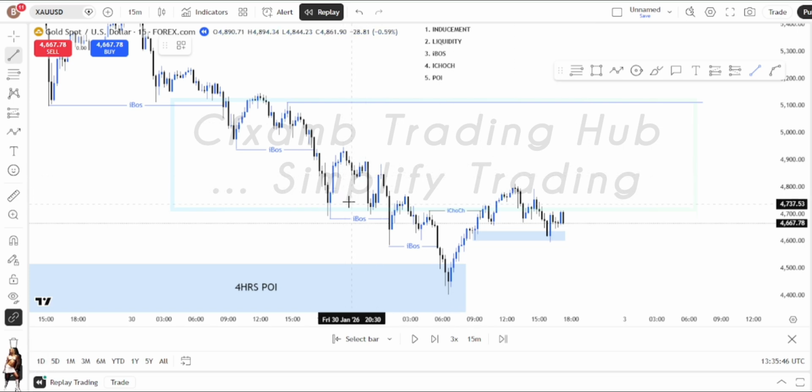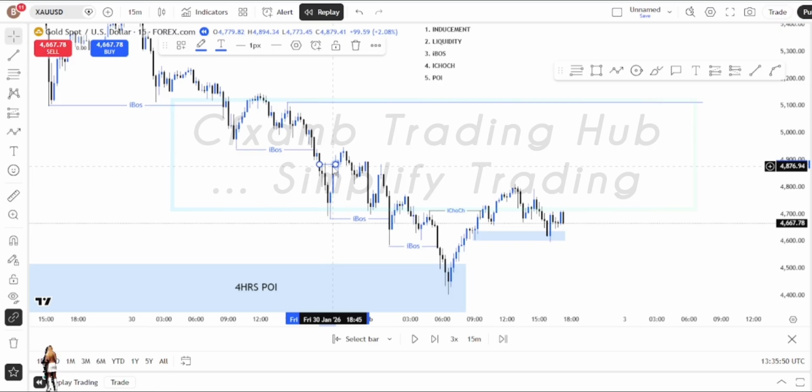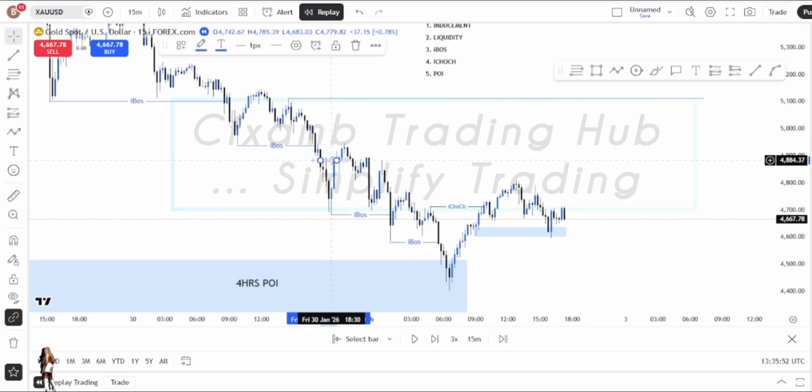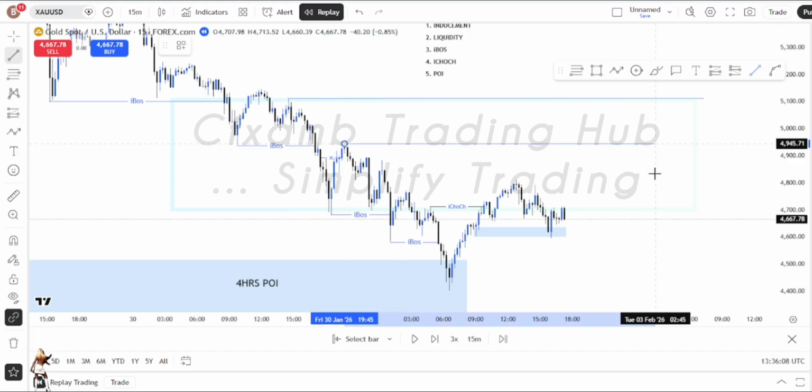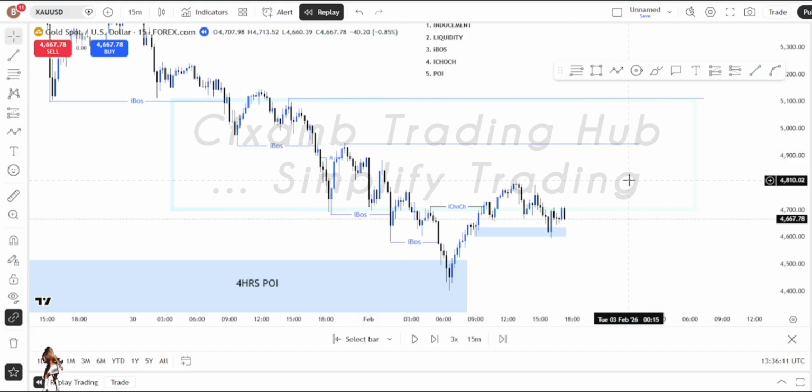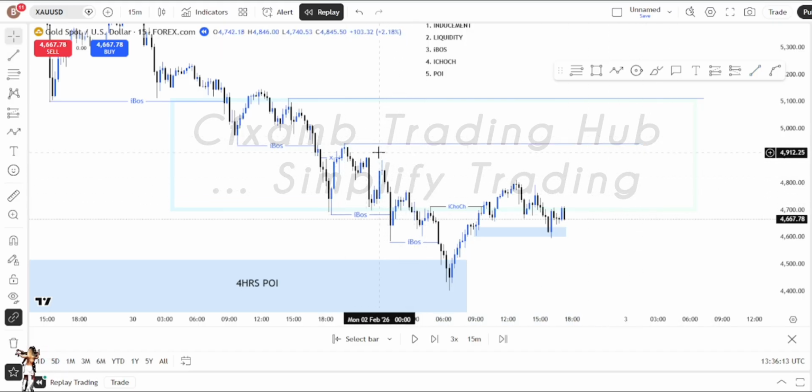There is a pullback here. You see that we have a pullback here. We have a pullback here, which gives us inducement. We have a pullback there. This is bearish inducement. Understand? Then the high of this zone here is going to be our internal change of character anytime we have a close above. Now after this one, we now have this lower low here.